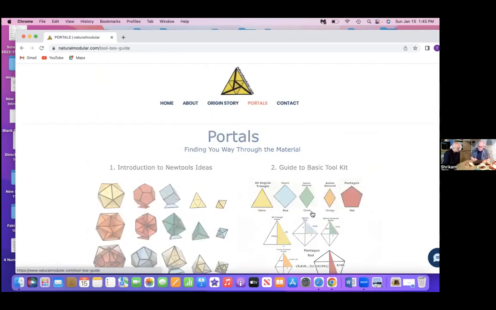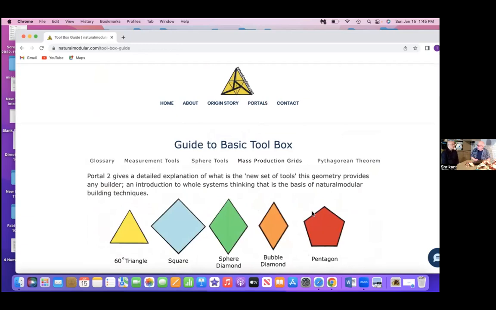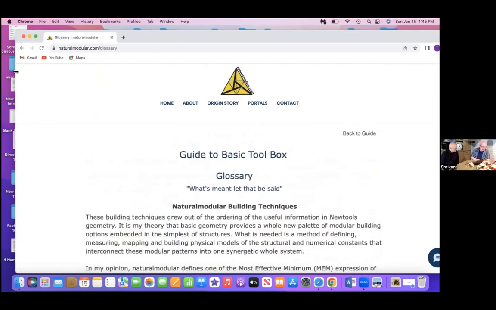So then we go to the second portal, the guide to the basic toolbox. Now the glossary, I have another one of those.